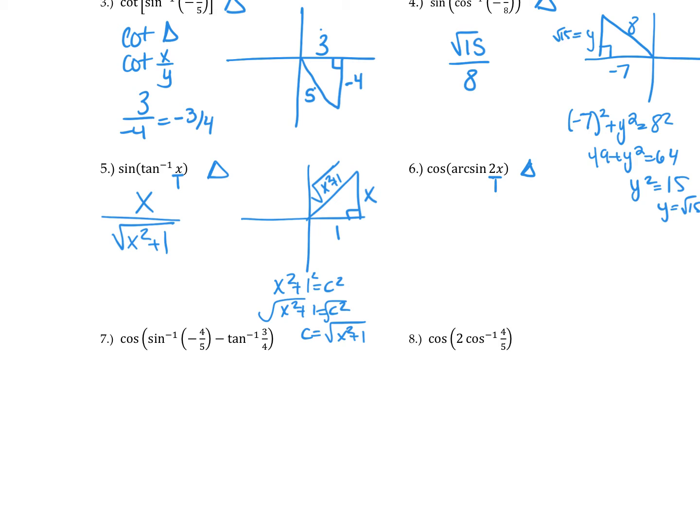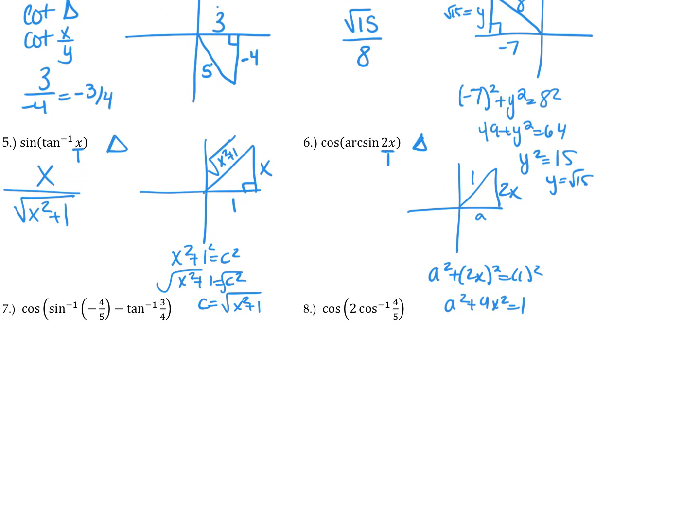Similarly here, I have 2x over 1. So I'm going to draw a triangle. Sine is in quadrant 1 of 2x over 1. Now to find this missing side, I'm going to end up doing, let's call it a squared plus 2x squared equals 1 squared. A squared plus 4x squared equals 1. So I'm going to subtract it over and then take the square root. So I'm going to have 1 minus 4x squared. Square root of 1 minus 4x squared. So I'll put that in the spot for a.